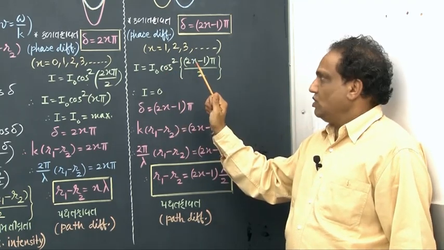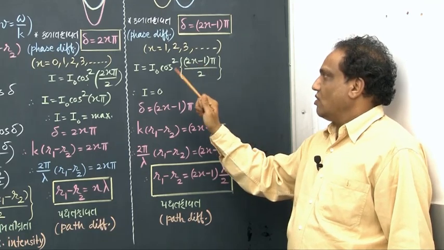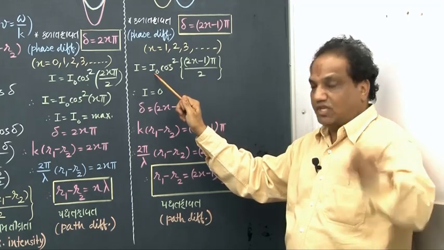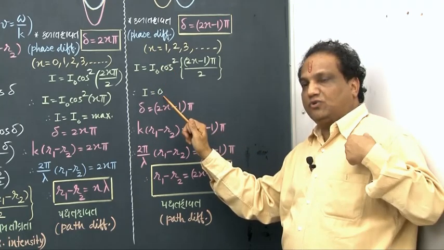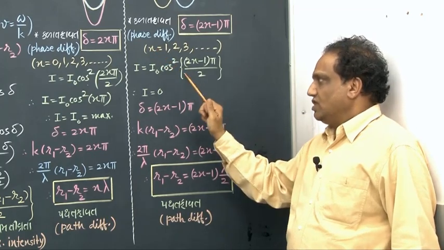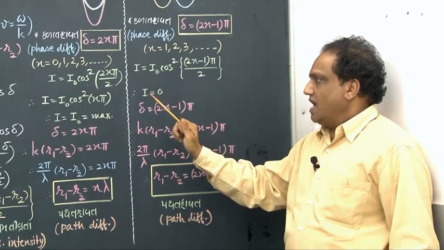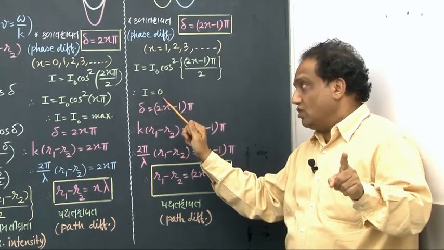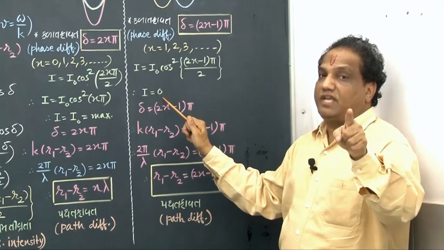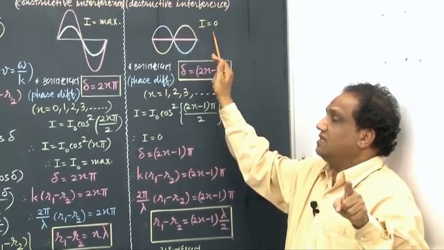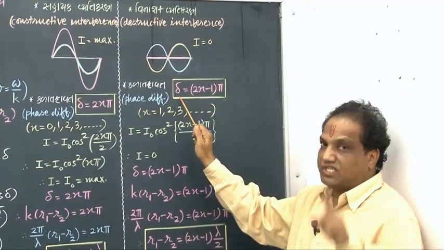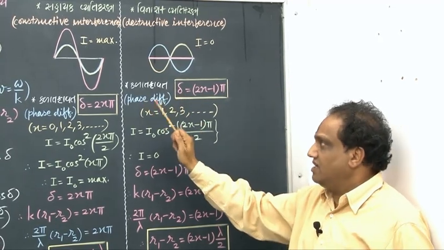Put n equal to 2: 2 into 2 is 4, minus 1 is 3. Cos of 3 pi by 2 is 0. 0 square will be 0. 0 into I0 will be 0. I equals 0. I mean to say, you may put any value of n out of this range. Every time this value comes out to be 0, and 0 into this will be 0. And when the intensity of the resultant wave is 0 at the point of superposition, which type of interference will take place at that point? Destructive, because intensity is 0. Correct? So this now becomes the condition for obtaining destructive interference in terms of phase difference.